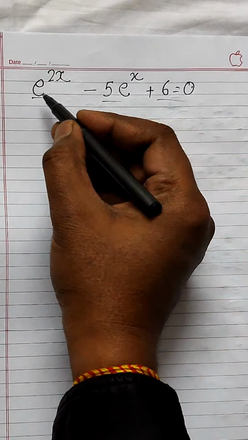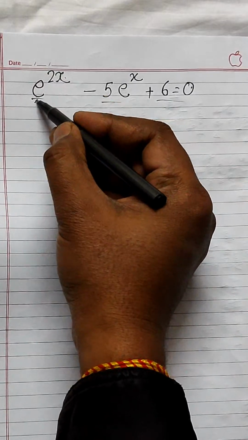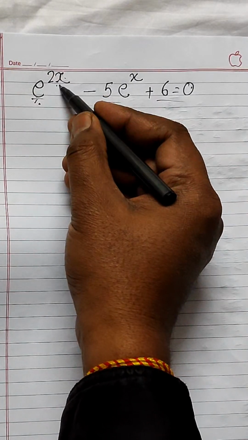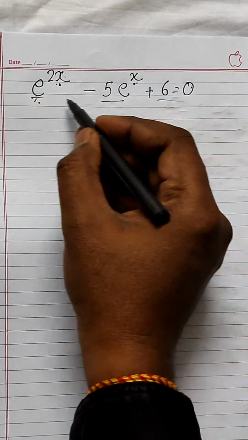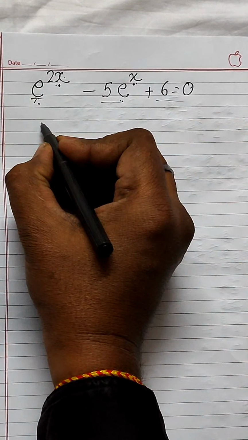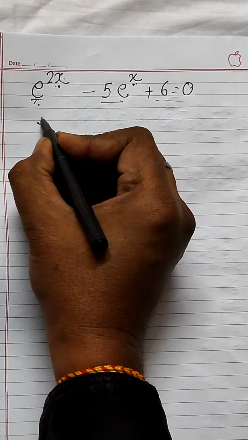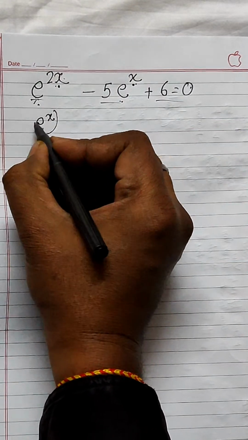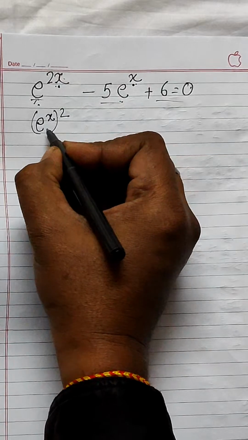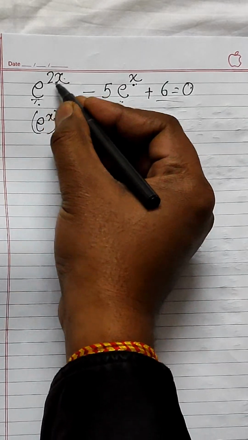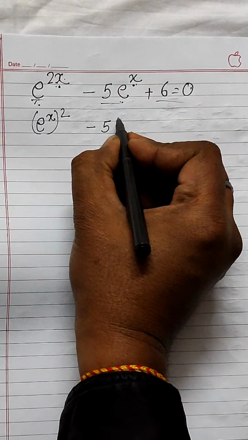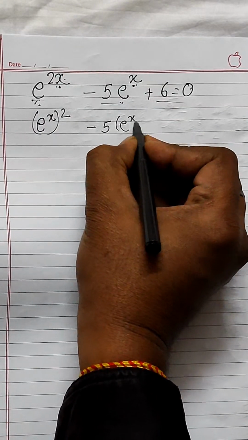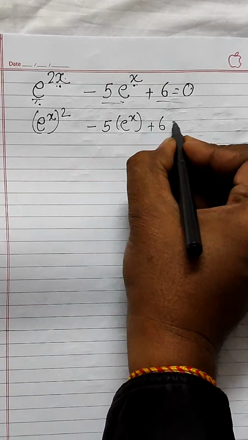You can see e to the power x is present over here, and this is also present over here. So we can do one thing. If it is written like this, e to the power x whole square, it will be equal to e to the power 2x, right? And this will be minus 5 times e to the power x plus 6 equals 0.